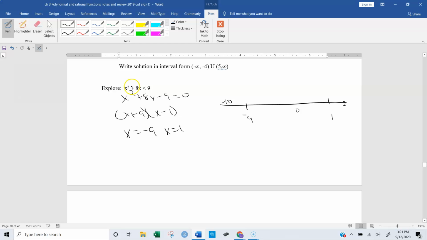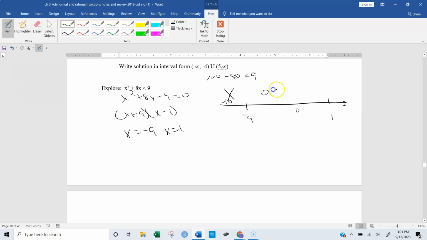So when I plug in negative 10 to my original, I want to know if 100 minus 80 is less than 9, and the answer is 20, which is greater than 9, so that is a false statement. Is 20 less than 9? I was going too fast, and the answer is absolutely not, so that's bad.